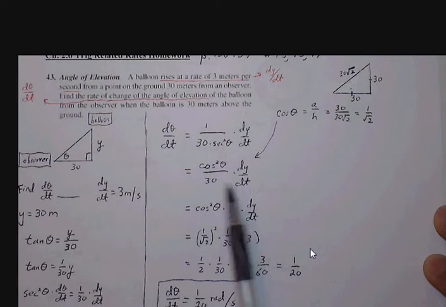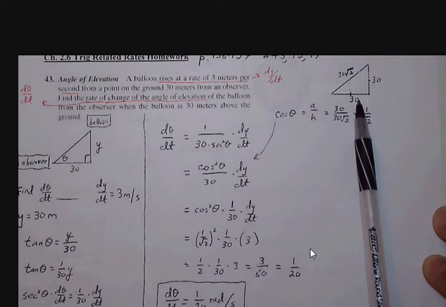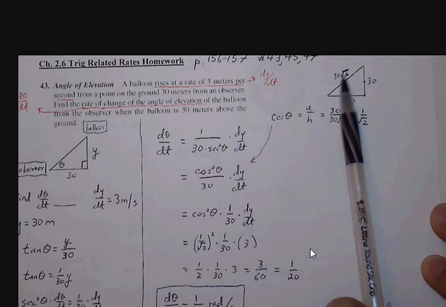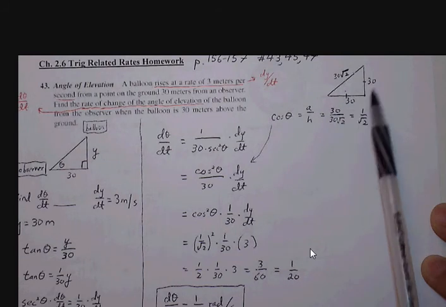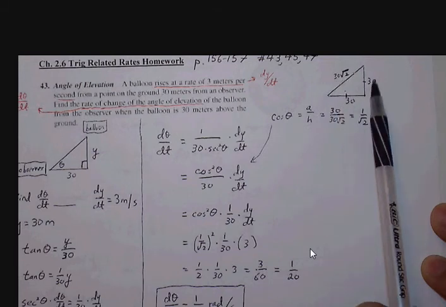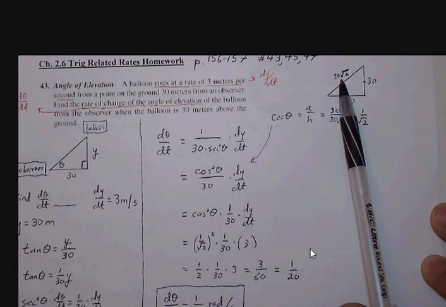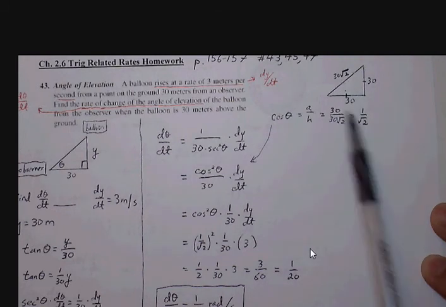but we don't know what theta is, but we can find out what cosine of theta is, right, based off the information that's given to us for all the sides. We know the x is 30, we know the y is 30. We can think of this as a 45, 45, 90 triangle, which means the hypotenuse is 30 root 2, or we can just go through the Pythagorean theorem and find out that the hypotenuse is 30 root 2. Cosine of theta is adjacent over hypotenuse, so adjacent is 30, hypotenuse is 30 root 2, which is 30 over 30 times root 2. Reduce that to be 1 over root 2.